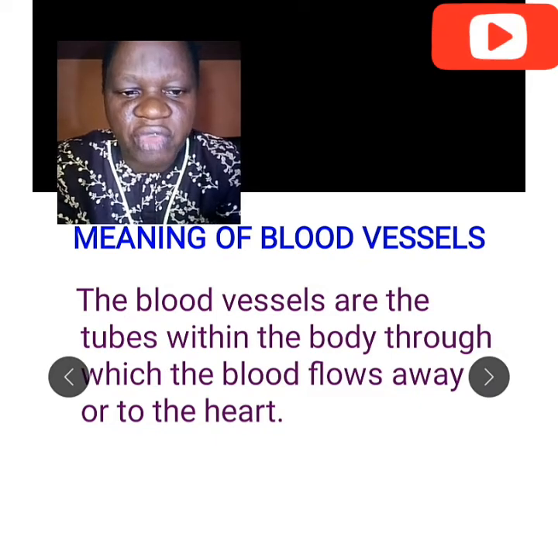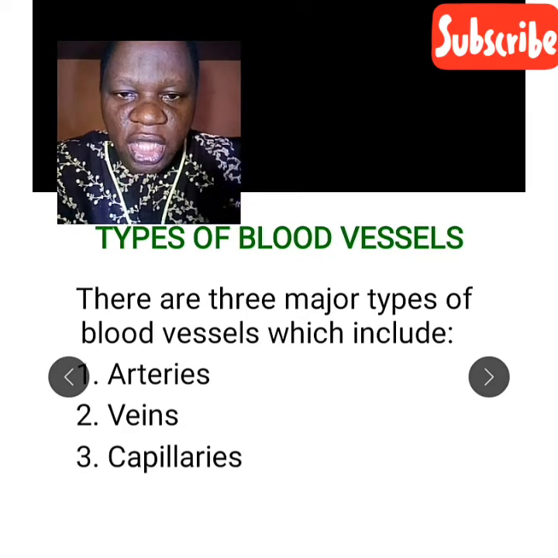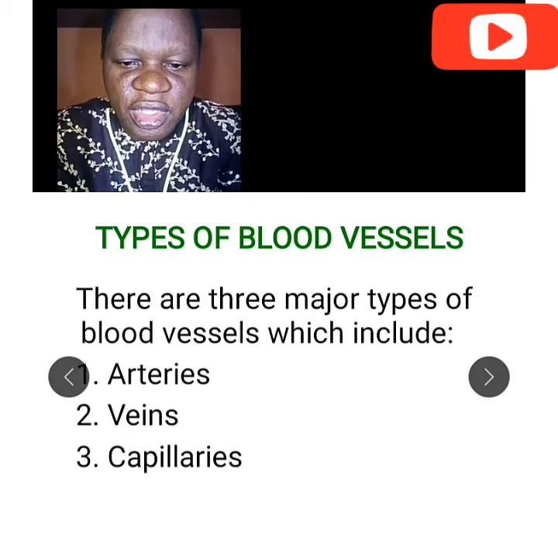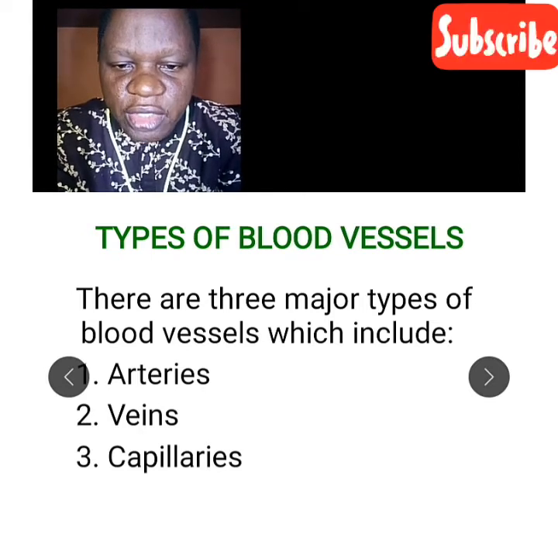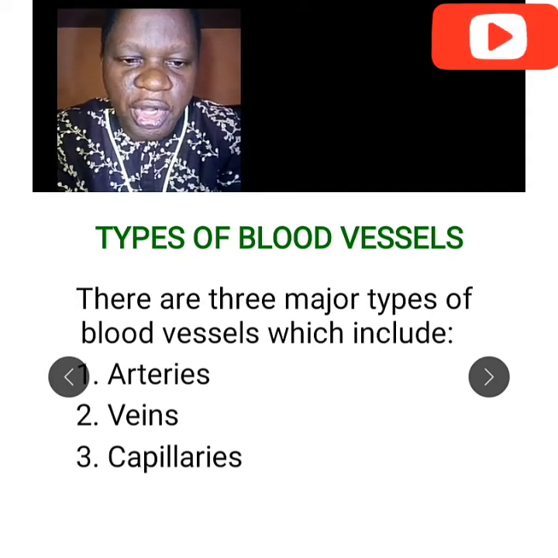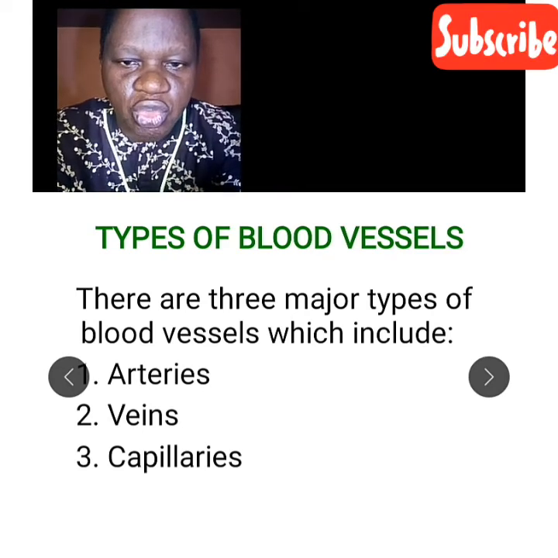So the blood vessels are basically of three types. We have the artery, you have the veins, and you have the capillaries. With the aid of these vessels, blood is able to move from the heart to other parts of the body, and from all the other parts of the body back to the heart.